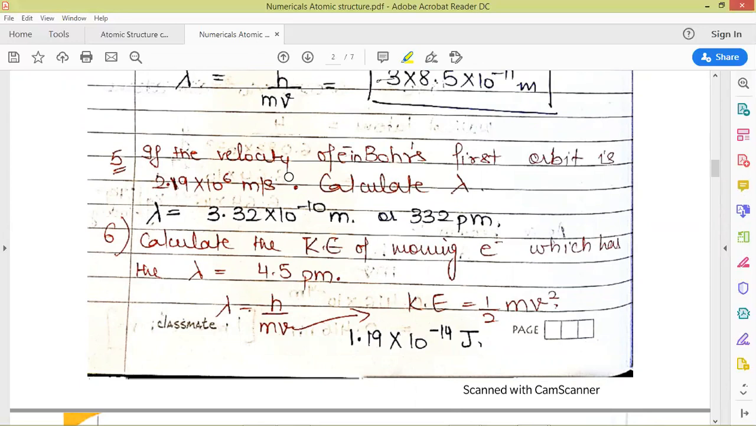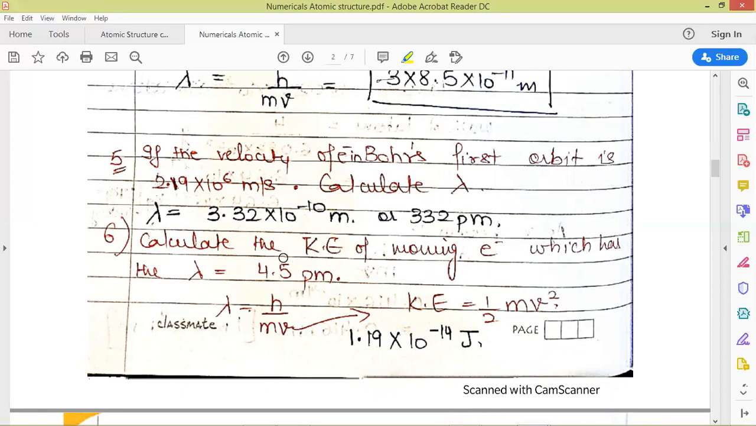Next question is, if velocity of electron in Bohr's first orbit is given, again you have to calculate lambda. It is a simple question: lambda is going to be h upon mv. The value of h you know, mass you know for the electron, and v is already given. So lambda you can calculate very easily.